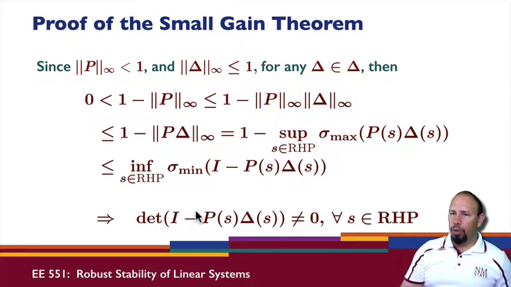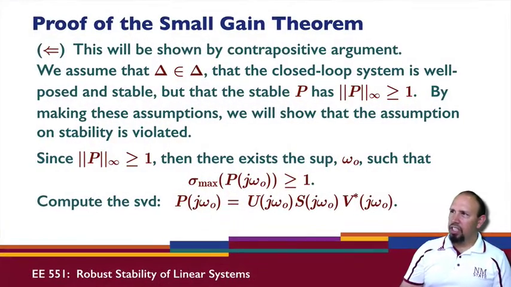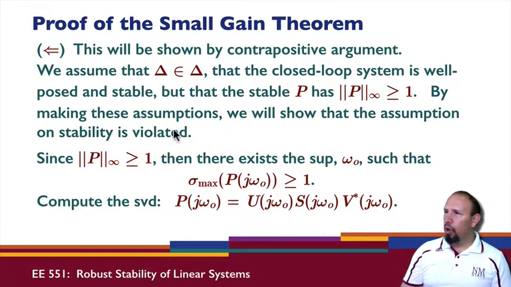Okay, so we've proven one direction. Now we're going to prove the other direction. And we will show this by contrapositive argument. We assume that there is some delta in our uncertainty set such that the closed loop system is well posed and stable, but that the stable system has infinity norm greater than or equal to 1. Okay, so by making these assumptions, we will show that the closed loop system cannot be stable. So that's the contrapositive argument.